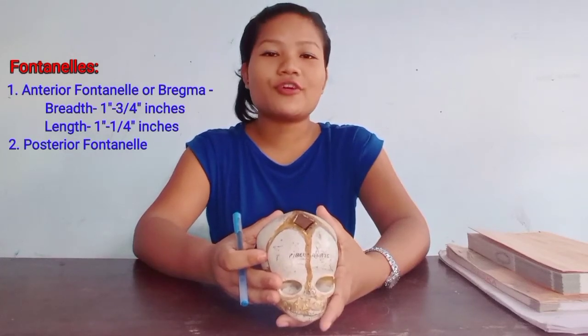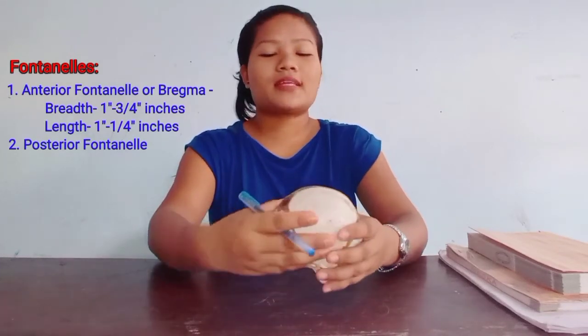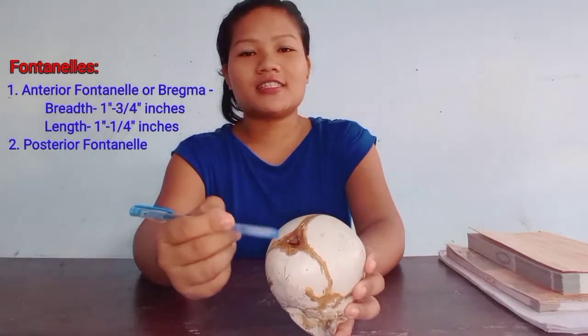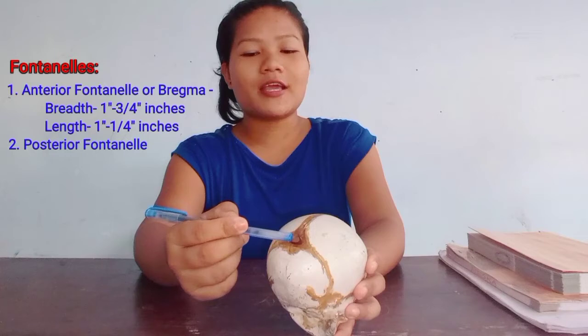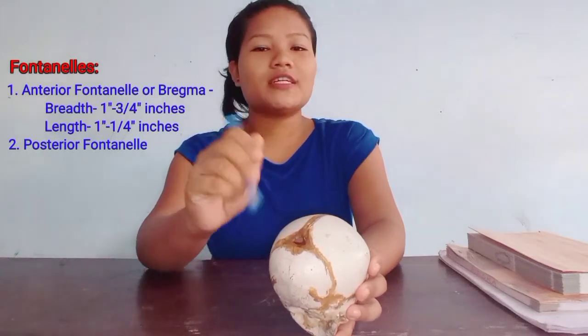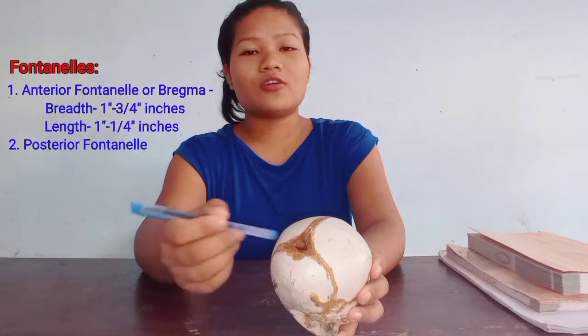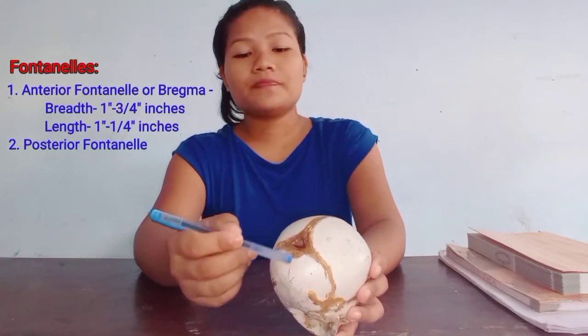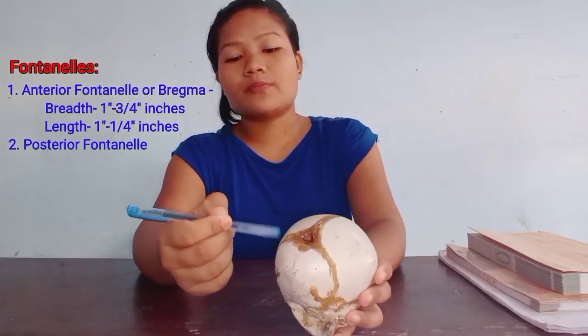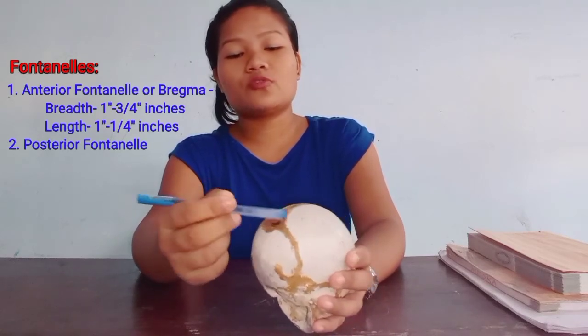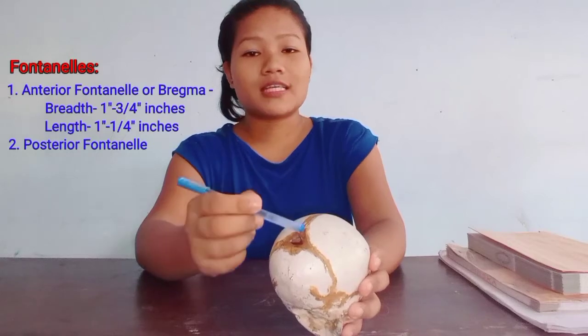Now the posterior fontanelle. On the back side of the fetal skull, here is the posterior fontanelle. It is triangular in shape, and one finger easily enters when it is palpated after delivery or during labor. It is bounded by the two lambdoid sutures and one sagittal suture.